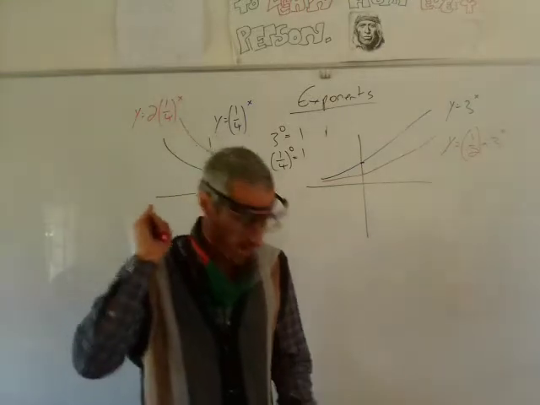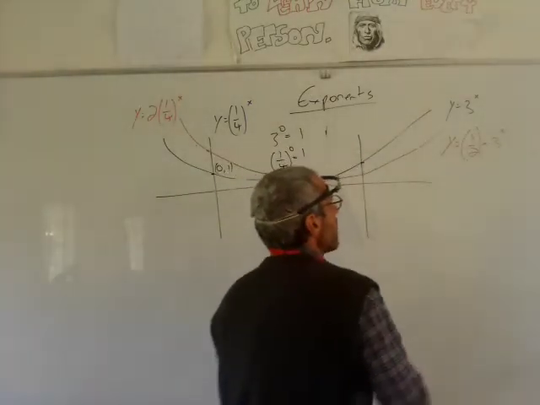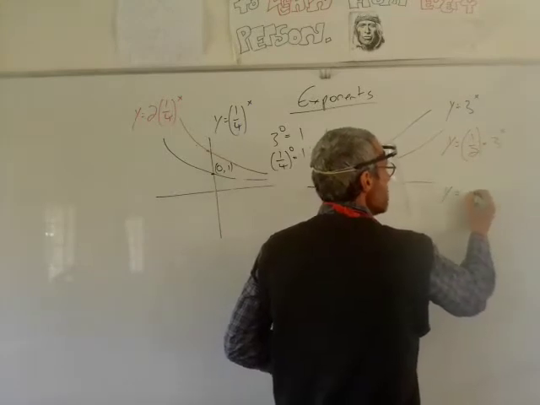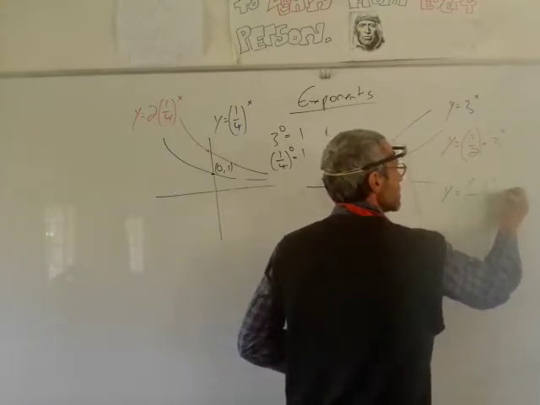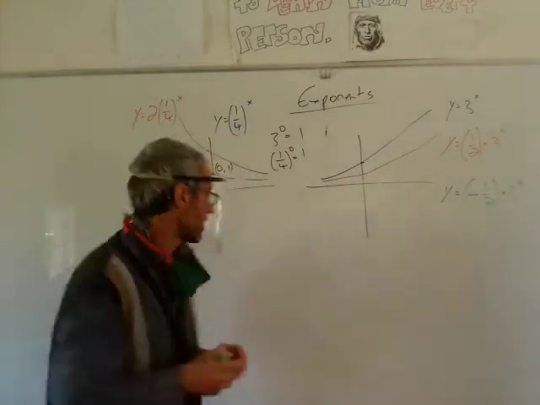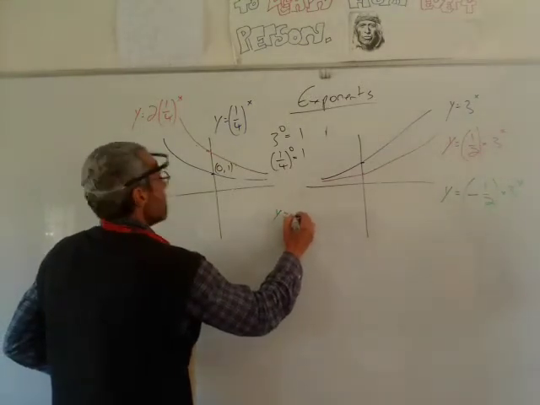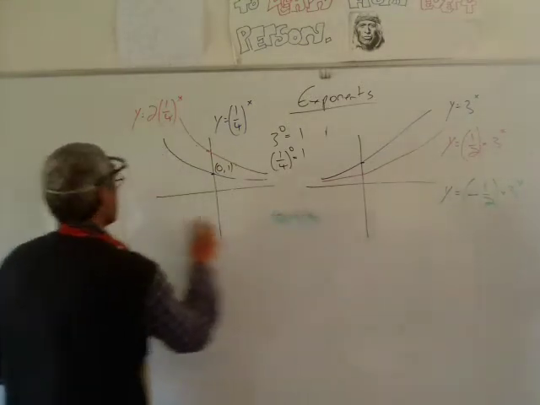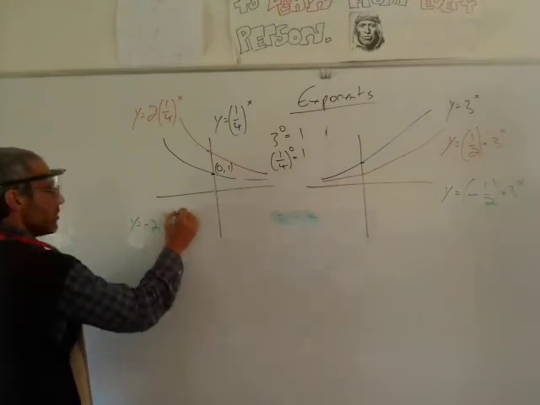Now, let's do one more in green. Let's have a look at y equals minus half times 3 to the power of x. What is that going to look like? What is that going to look like if I do y equals minus 2? I'll write it down here: y equals minus 2 times a quarter to the power x.